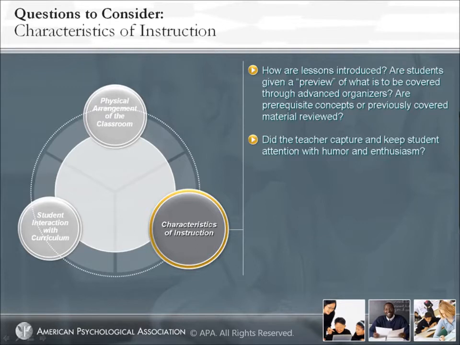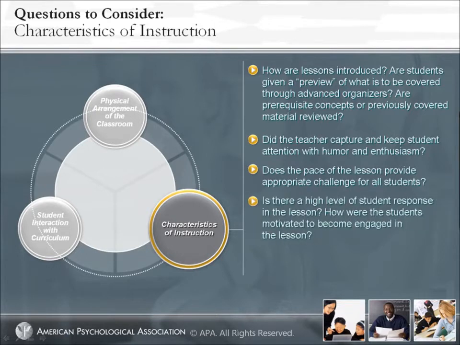Does the pace of the lesson provide appropriate challenge for all students? Is there a high level of student response in the lesson? How are the students motivated to become engaged in the lesson? Are there smooth transitions between activities?